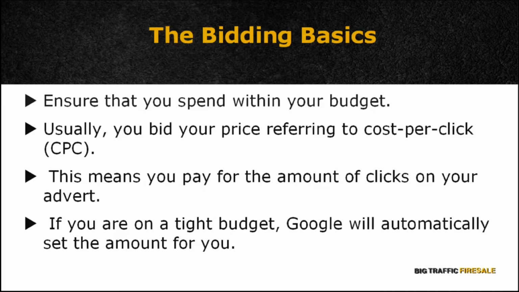In this context, CPC simply means that you pay for the amount of clicks on your advert. Google allows you to pay the maximum bid amount of your chosen keyword, or if you have a tight budget to keep, you can always choose the automatic option. Google will automatically select the bid amount for you within your budget, which is known as maximum cost per click bid. Google will then provide you the most possible clicks within your budget.